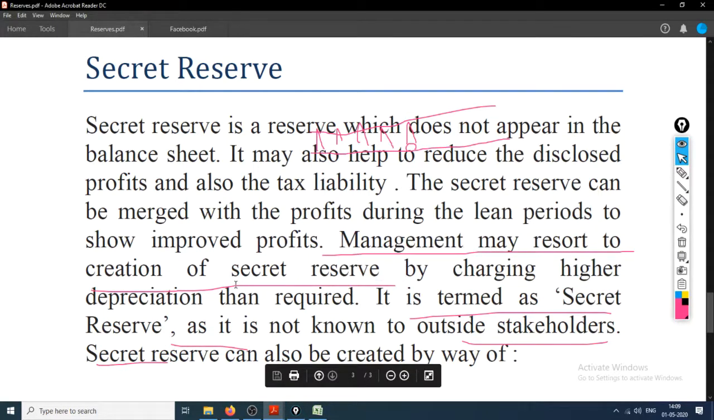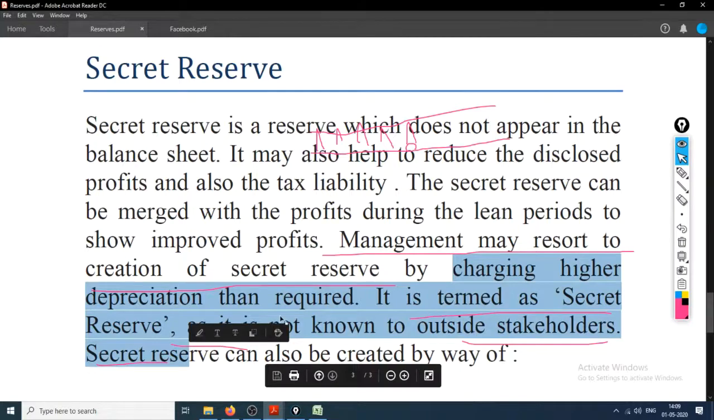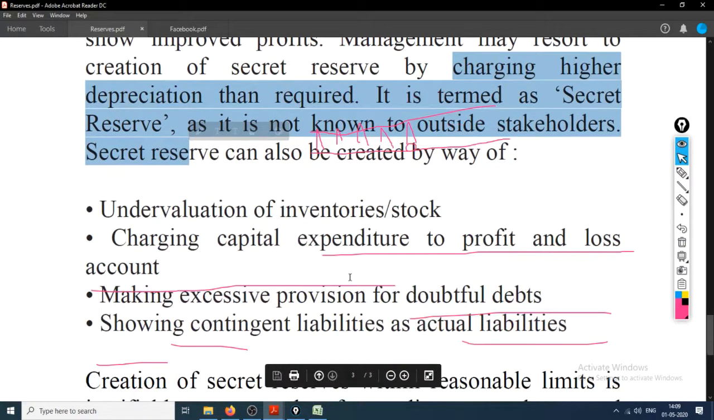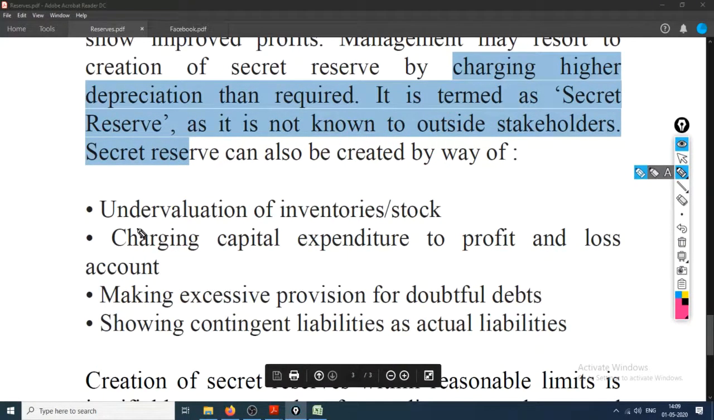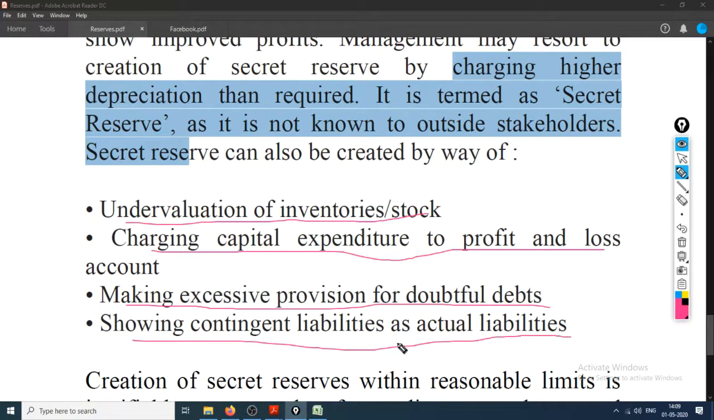Management may resort to creation of secret reserve by charging higher depreciation than required. It is termed as secret reserve. It is not known to outside stakeholders. What are the ways to create it? Undervaluation of inventory stock, charging capital expenditure to P&L, making excessive provision for doubtful debts, showing contingent liabilities as actual liabilities. Do you know what contingent is? Do you know what actual is?